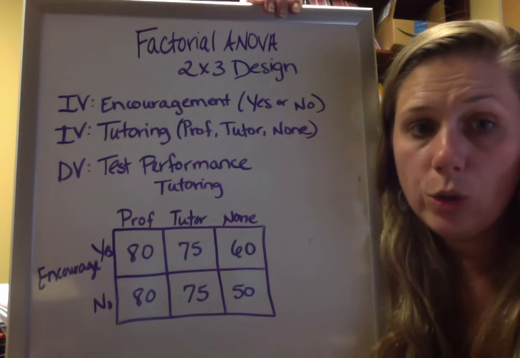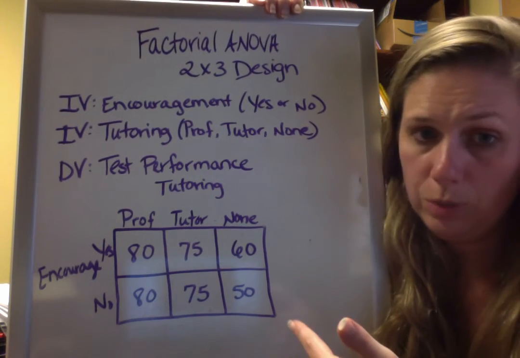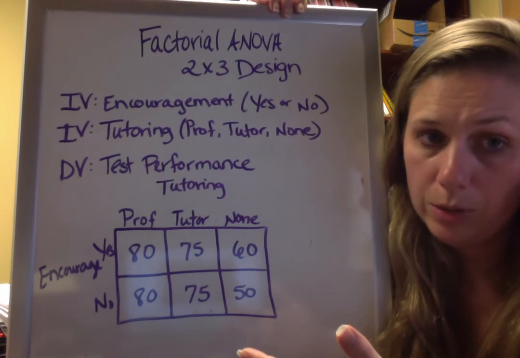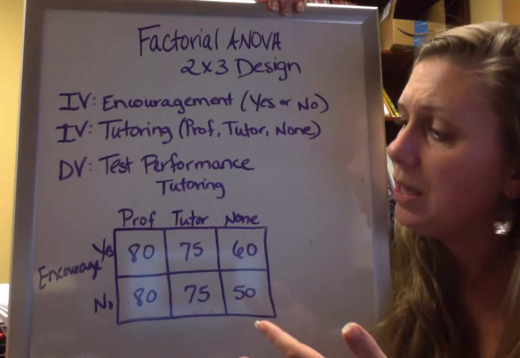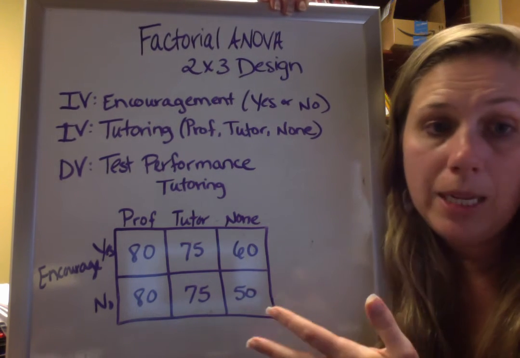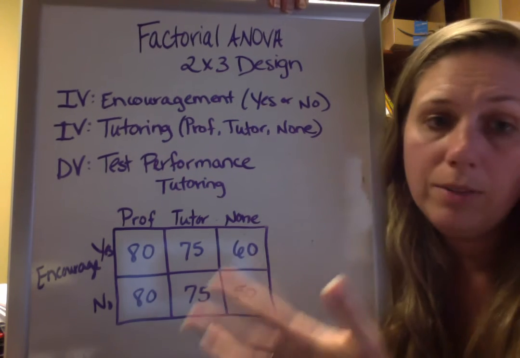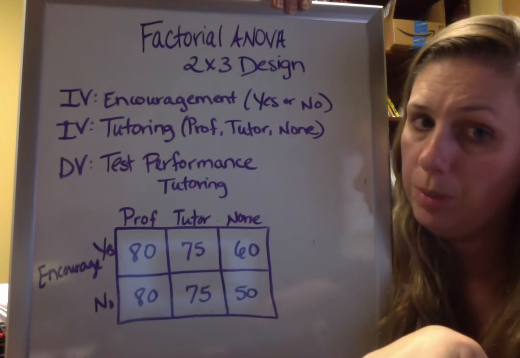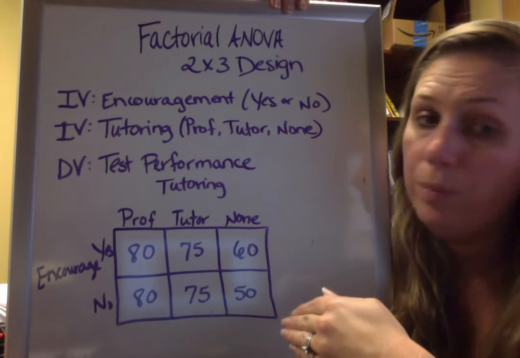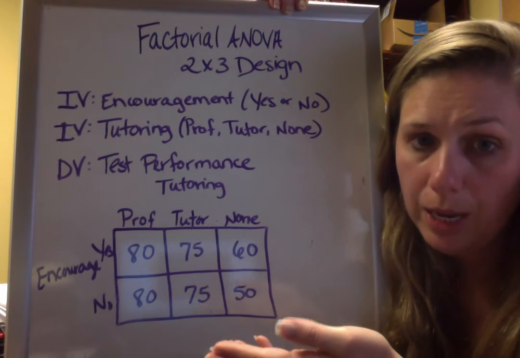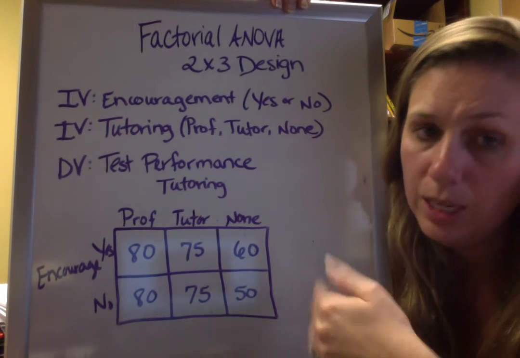Now, something that I don't have on here are the marginal means. So I'm going to need those. So let me explain a little bit of what marginal means are. A marginal mean is a mean that represents one of the levels of my independent variable, ignoring the other independent variable. So for example, I might be very interested in whether or not encouragement impacts test performance.